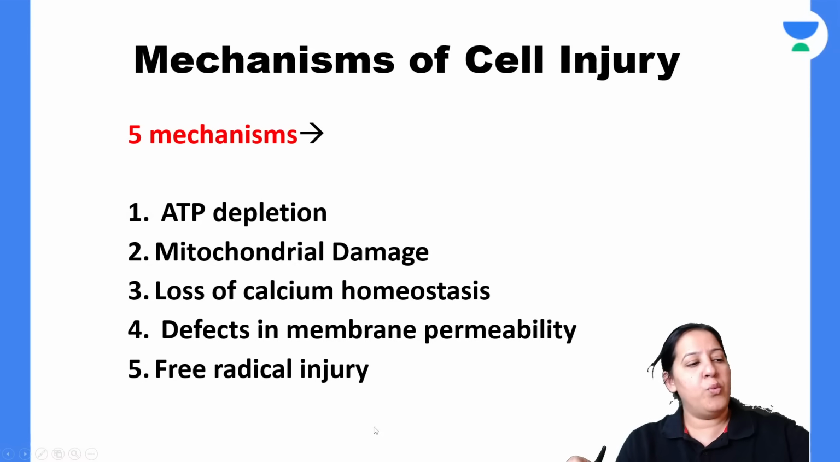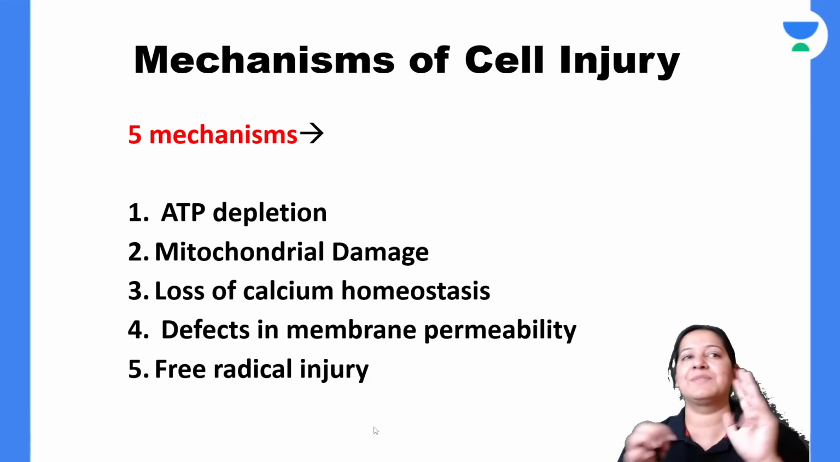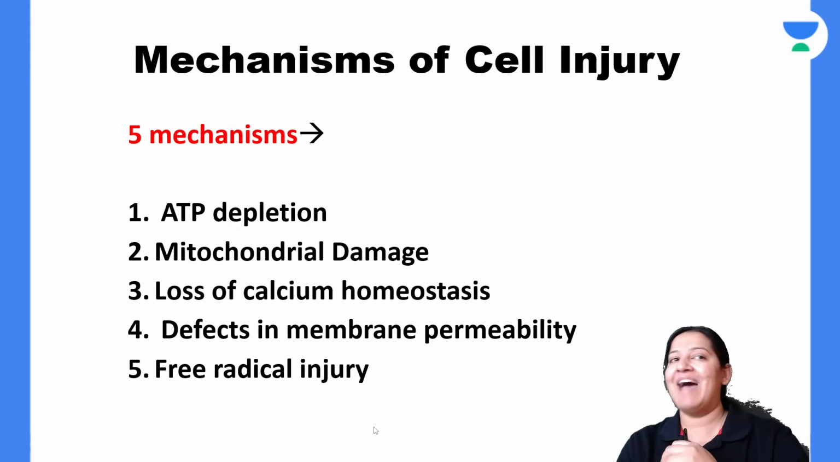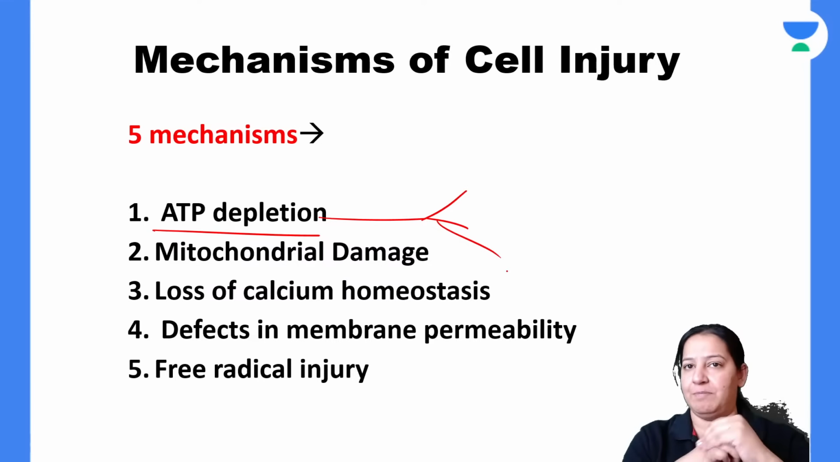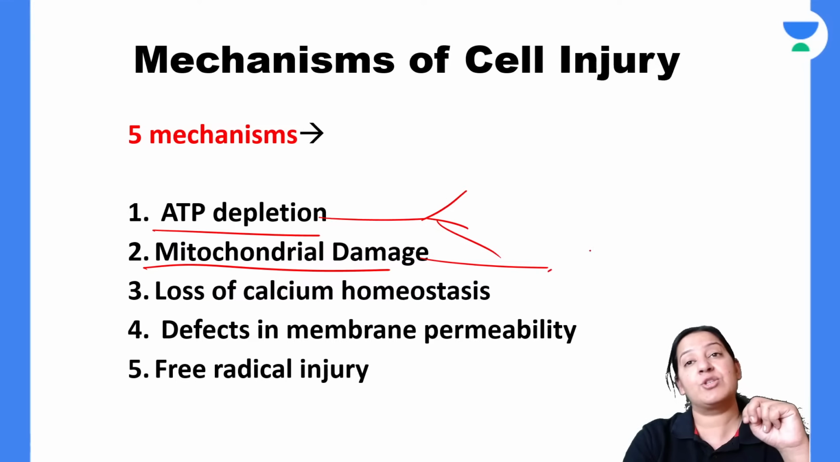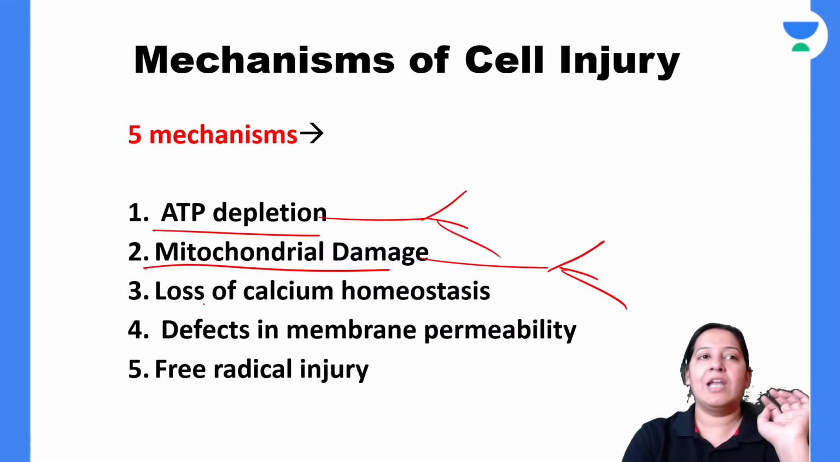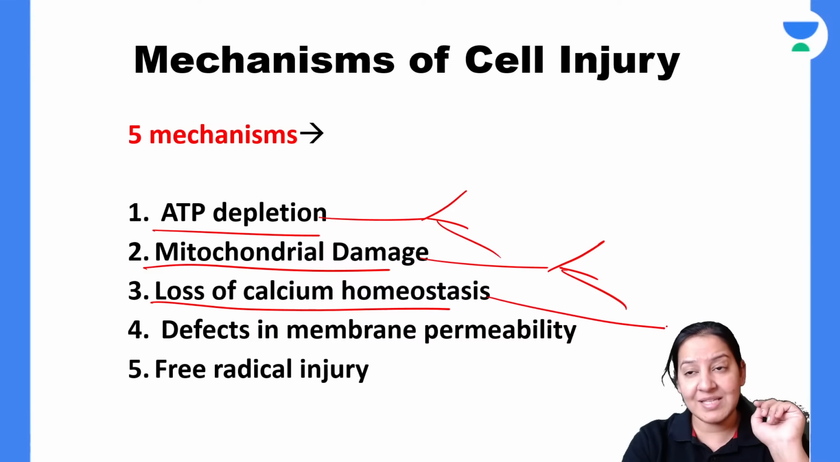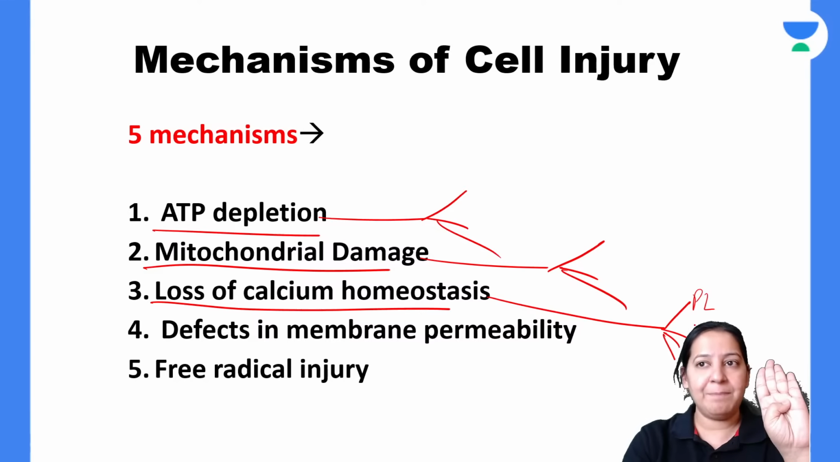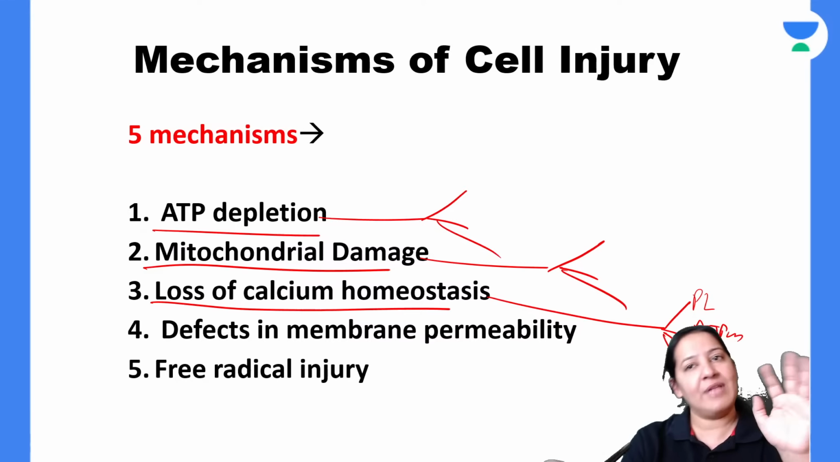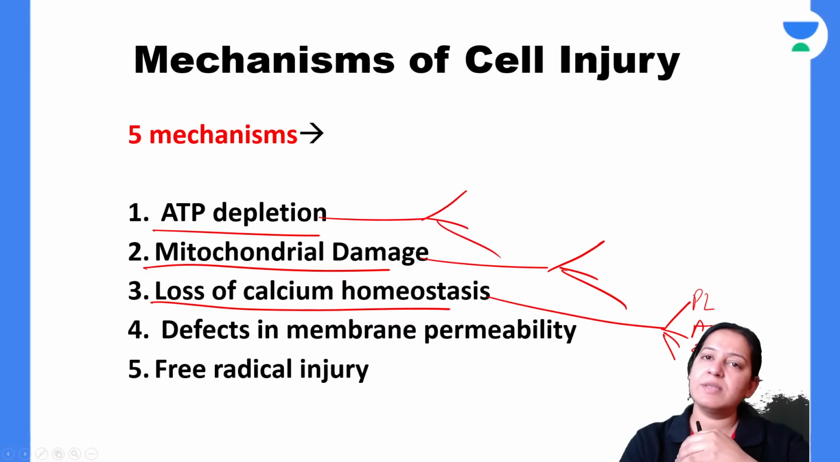So till now, we have done the three mechanisms of cell injury. I hope you don't have any doubts on this. ATP depletion, there are three fates of ATP depletion. Mitochondrial damage, there are three fates of mitochondrial damage. And loss of calcium homeostasis results in activation of four enzymes. You know the names of the four enzymes: phospholipase, ATPase, endonuclease, and protease. So the activation of these enzymes will cause cell injury.